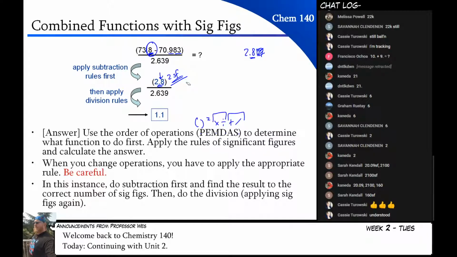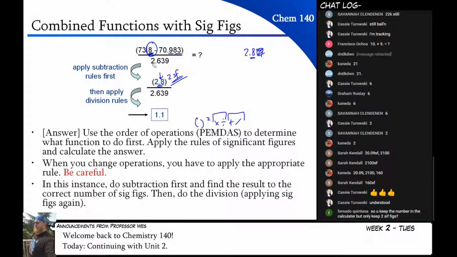Because those sig figs will affect your eventual answer. Okay. Notice that of all of the numbers that we started with, no number up here had 2 sig figs, but our answer did. And that's because we had a combined problem. So be careful when doing combined problems. Don't just apply the multiplication division rules. You'll get it wrong. So to keep the number in the calculator, you only keep 2 sig figs.